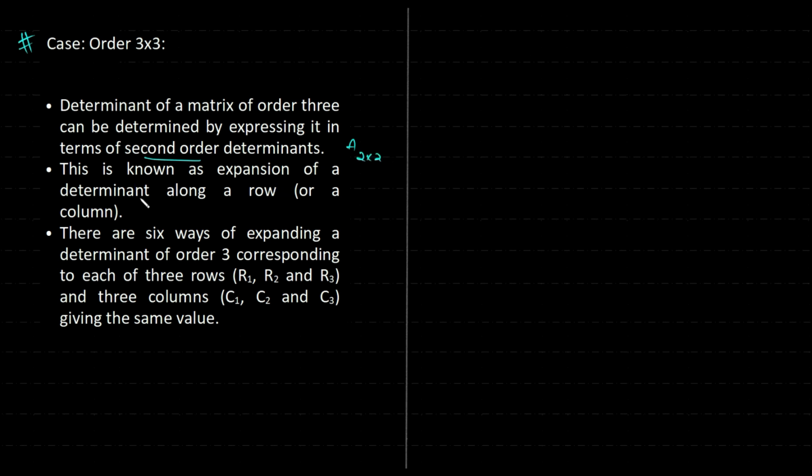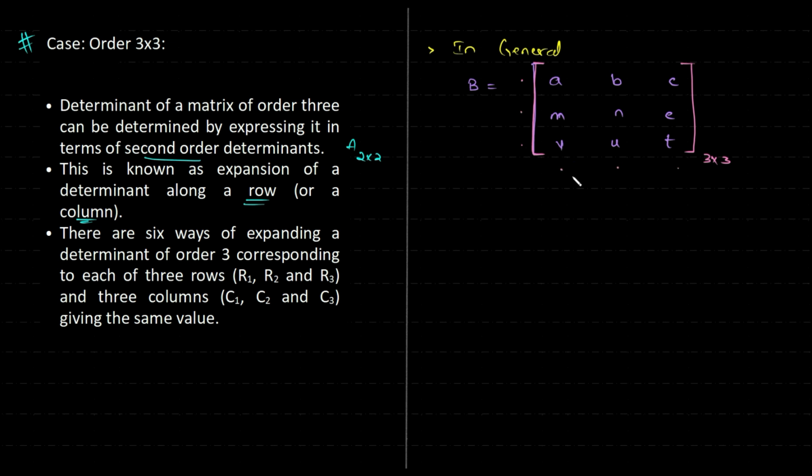Now, this is known as expansion of a determinant along a row. This can be done with a column also, since there are 3 rows and 3 columns, right? Let me do this. So in general, we have a matrix B made up of A, B, C, say M, N, E, and P, U, T. So this is 3 by 3 clearly. Now we have 1, 2, 3 and 1, 2, 3. So there are 3 plus 3, 6 possibilities.